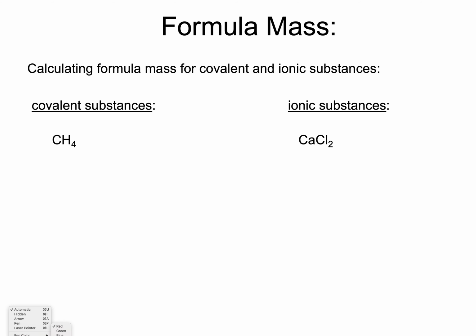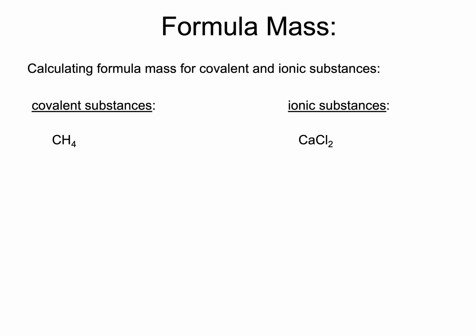Talk about formula mass. When you calculate the formula mass of covalent and ionic substances, this is actually done the same way. There is no real difference in the calculation per se. The terminology that you use might be slightly different. Formula mass is a term that's used as an all-encompassing term for both covalent and ionic substances.